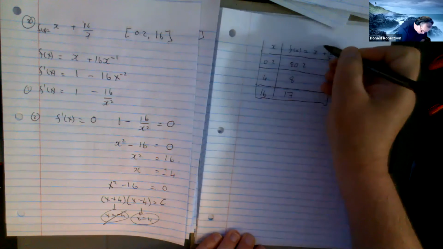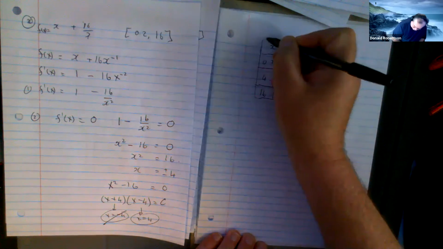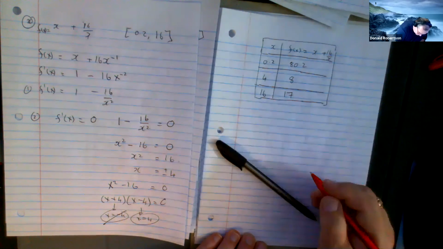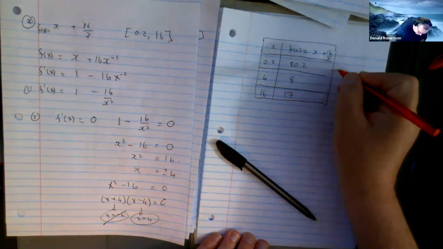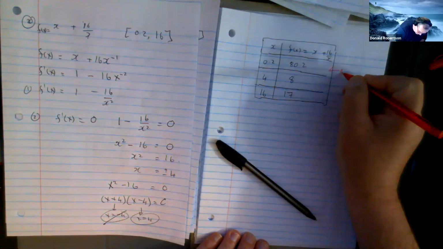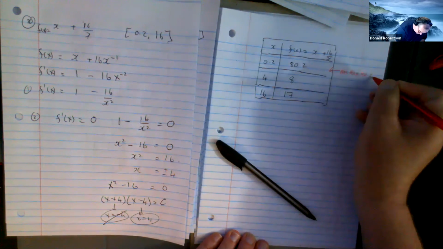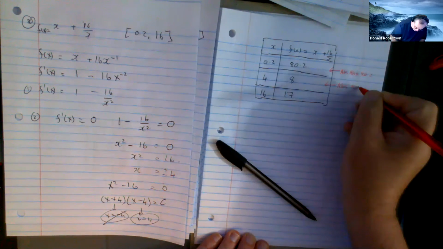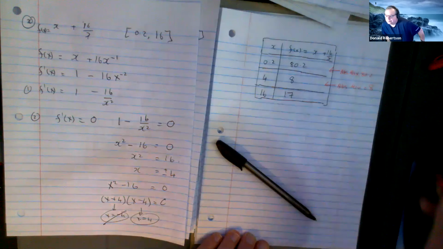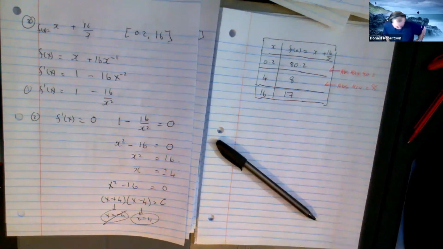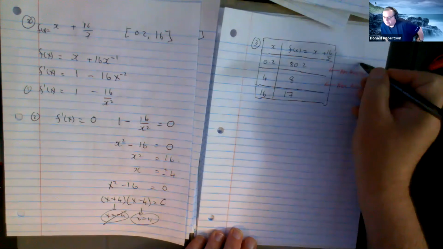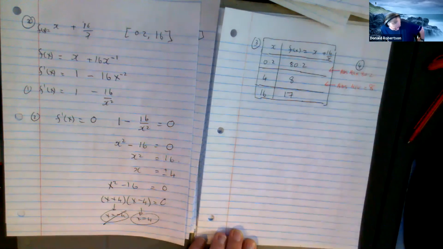Find the value of the original function at the 2 endpoints and any critical numbers that you've got. In this case then, your absolute maximum is 80.2 and your absolute minimum was 8. So the table to get all the values of the function, and then your answer. There's step 3 and 4.